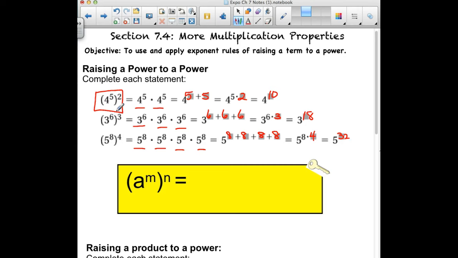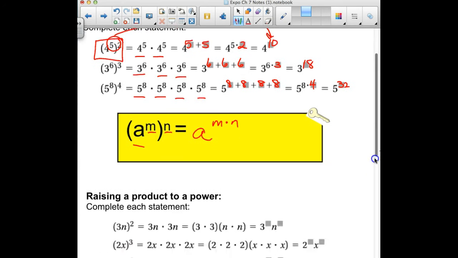Now, obviously we don't want to have to write this out every single time. So see if you can figure out a shortcut. What are we doing with our powers to get that number? All right? And the answer is we're multiplying them. So if we have a base to a power to another power, we simply multiply the powers together.